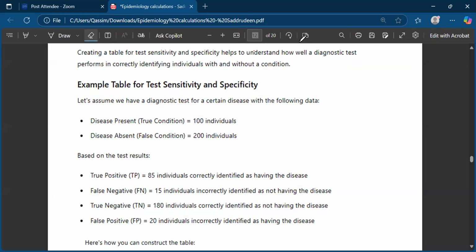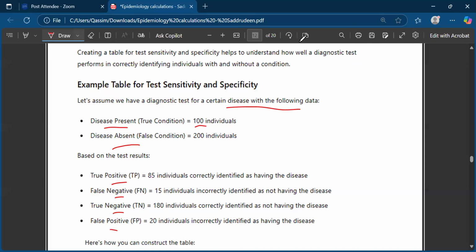So we said we have here, let's assume we have a test for a certain disease with the following data. You're told, just ignore this. Okay, they've given you the hint. There are 100 individuals who have the disease present, and we have 200 individuals who do not have the disease, who are absent. And then we are told the number of true positive, false negative, true negative, false positive.